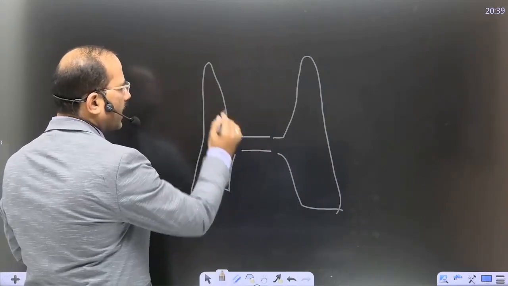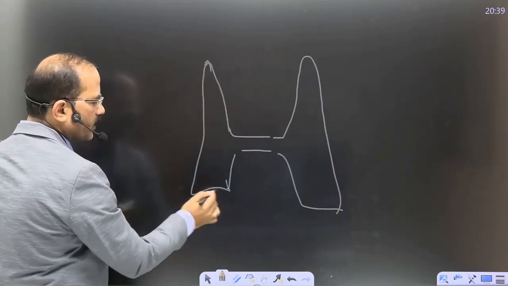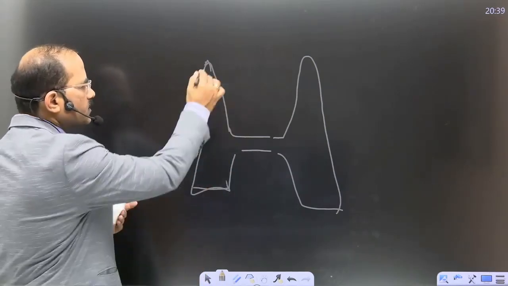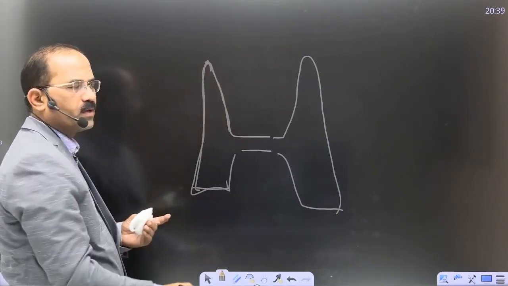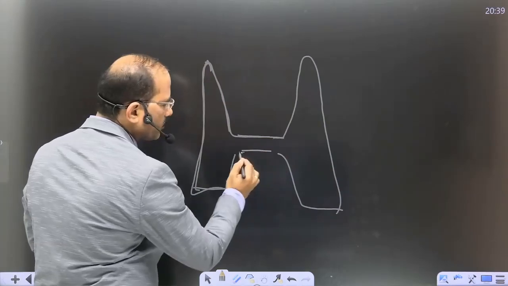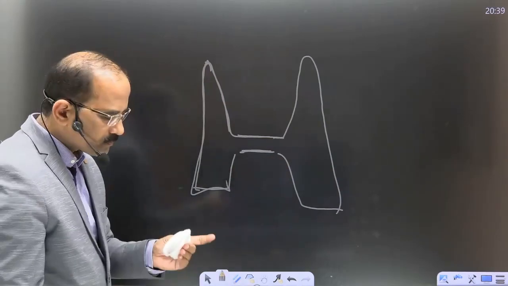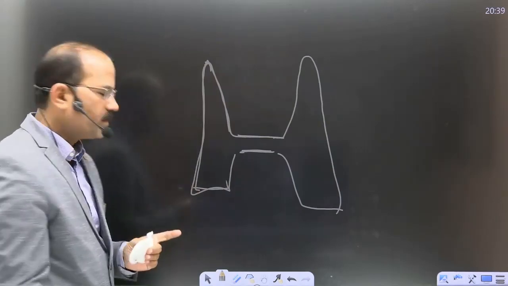Right, so this is the apex, that's the base of the lobe. This is the anterior border of the lobe. This is the posterior border of the lobe. This is the isthmus, that's the superior border, inferior border, right? Now, what are the arteries supplying the thyroid gland?